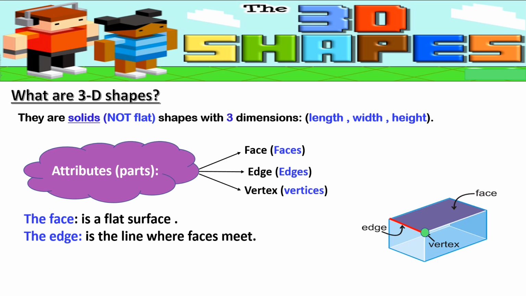The edge is the line where faces meet. If we have one face in this purple one and one face in blue one, they can meet in a line, like this red line. This red line is called edge. And vertex is the corner where edges meet.